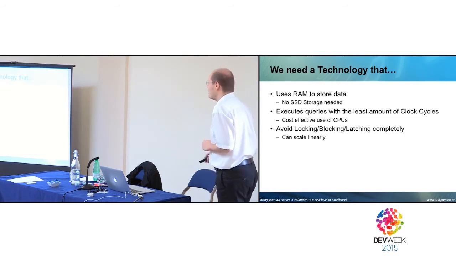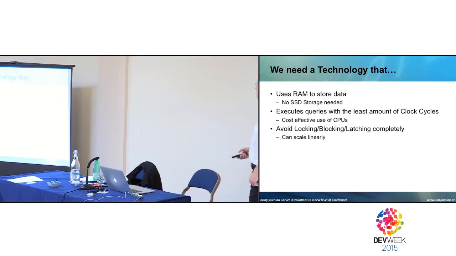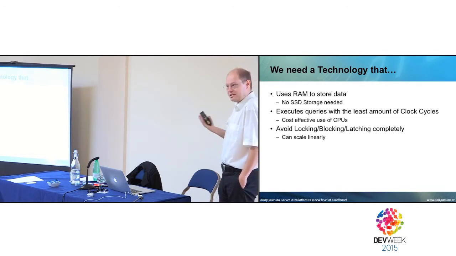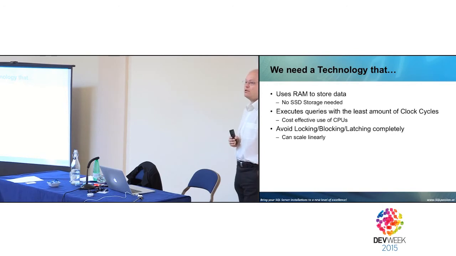In the next step, we want to execute queries in our database with the least amount of clock cycles. As I've already said, we only have a CPU clock speed of 2 to 3 gigahertz. More is not possible.